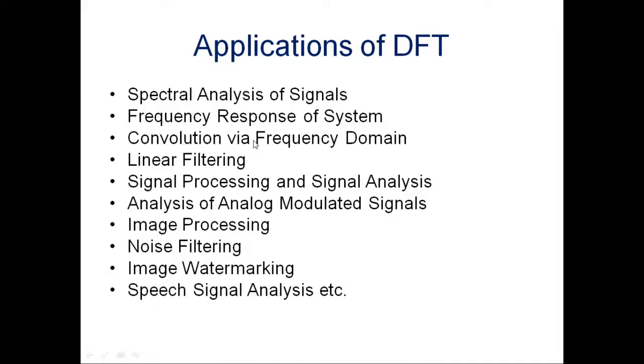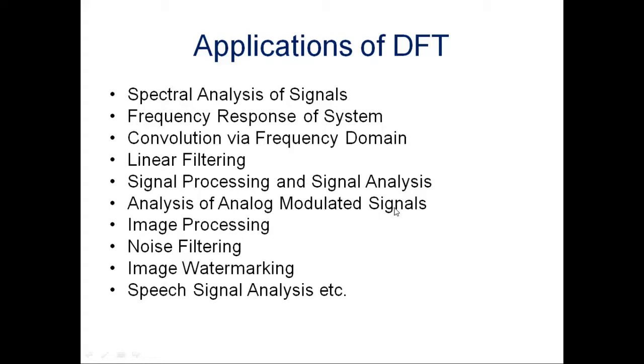We can also do the convolution via the frequency domain. So we are getting Y of omega equal to X of omega into H of omega. Therefore we will be doing convolution in the frequency domain. And we have linear filtering for various filtering applications. Then we can do signal processing such as noise removal, signal compression, and we can carry out signal analysis such as ECG signal analysis, finding out the peaks, then carrying out the analysis of ECG and biomedical signals.